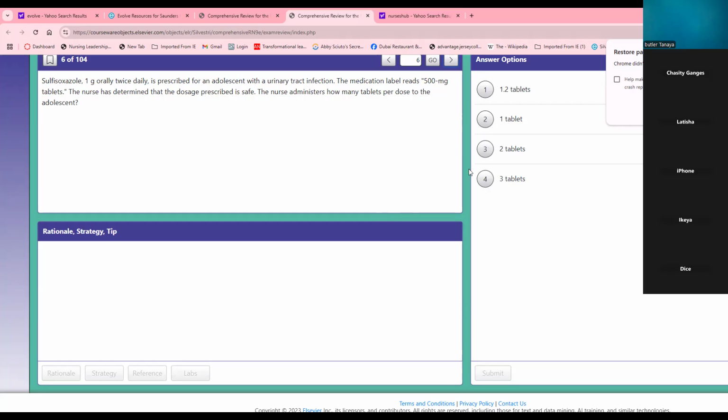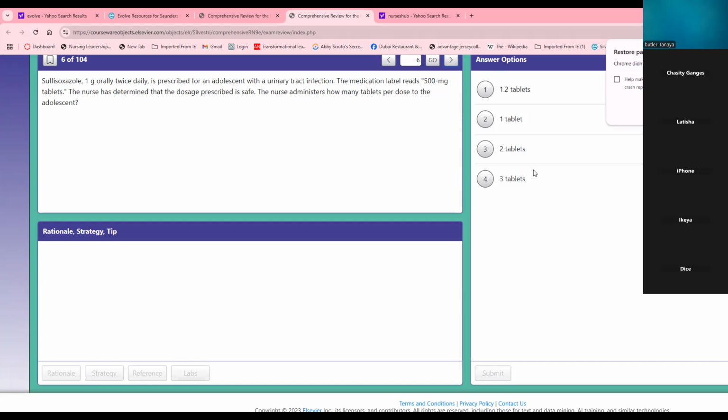So we have an ordered dose of 1 gram. On hand, we have 500 milligrams per tablet. So what do we have to do here? You've got to convert grams to milligrams. You can convert either way, guys.